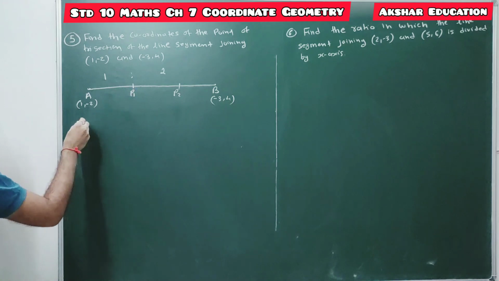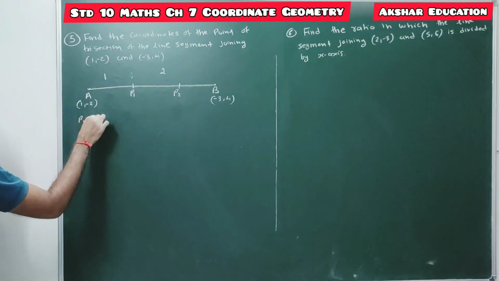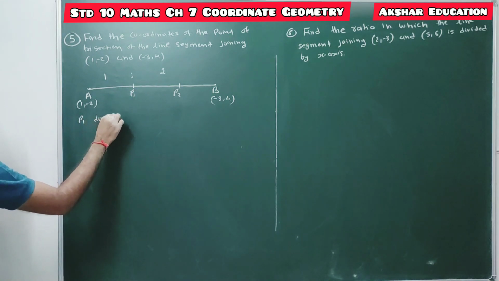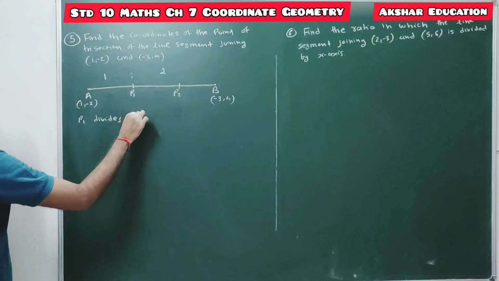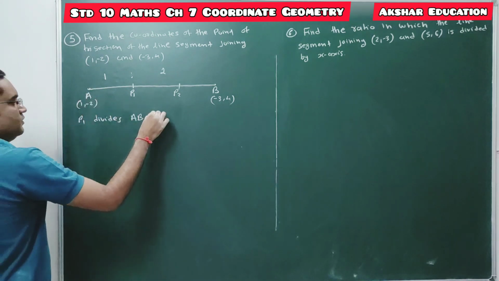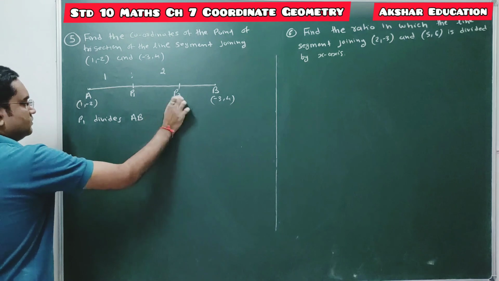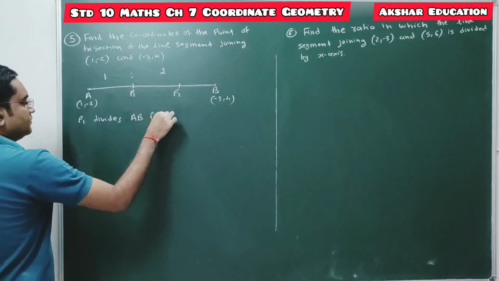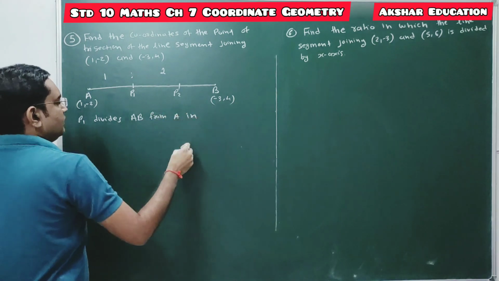So for this P1, it divides AB, that means line segment AB, from A in which ratio?